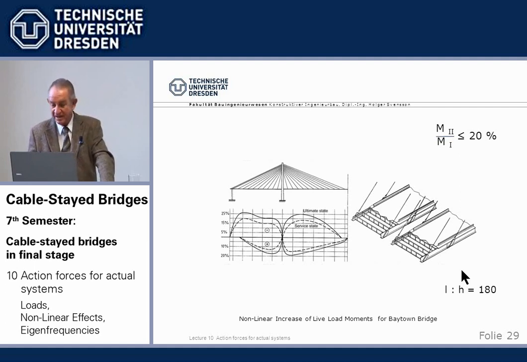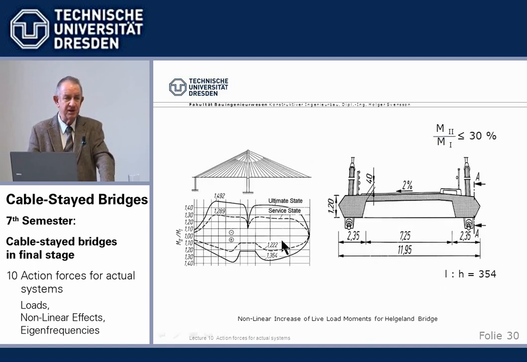Okay. Now, we go to the Houston Ship Channel crossing in Baytown in the US, which I showed to you. We have, first of all, not a box, but an open grid cross-section with a slenderness of 1 in 180, depth to span. Well, these are the increases in moments. We look at service load. They are in the range of 20%. That's 10 times the 2% we had at 1 in 70 at the Rhine River bridges.